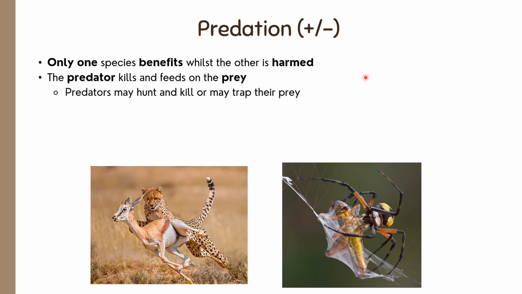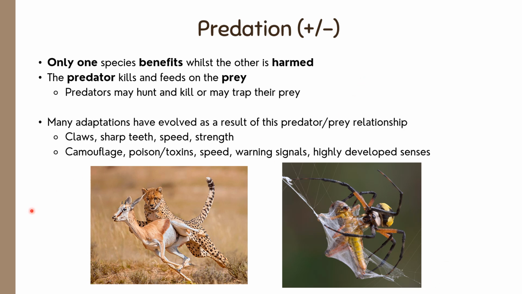So you can see a very obvious benefiting species and a harmed species. Predators may hunt and kill, or they may trap their prey, as you can see in these two images down the bottom. Many adaptations have evolved as a result of this predator-prey relationship. So for example, a lot of predators will have claws, sharp teeth, they'll be very fast, have a lot of strength, whereas the prey might develop adaptations to evade being caught and eaten, such as camouflage, poisons or toxins, speed as well, warning signals, highly developed senses.